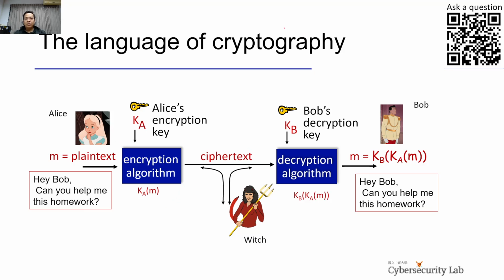So the goal of cryptography is that we need to make sure the encryption algorithm encrypts the plain text into a kind of cipher text. When the witch gets this information but does not have the key, the witch cannot figure out what this cipher text means. But Bob, because Bob has a private key or decryption key, can decrypt the cipher text again to become plain text, so he can know what the plain text means. So that is the flow for cryptography.